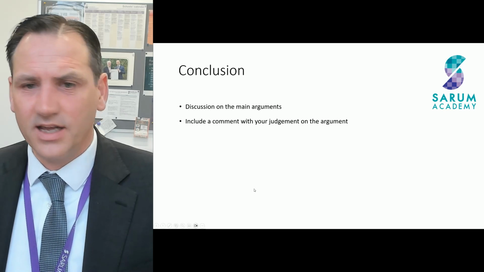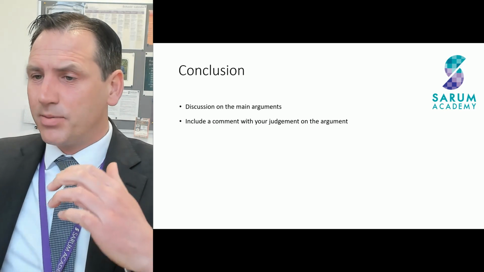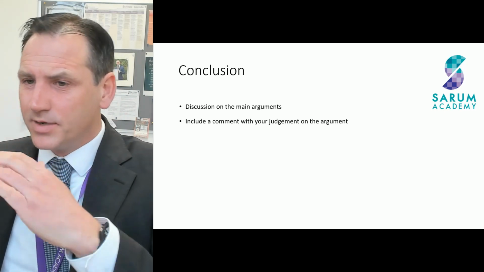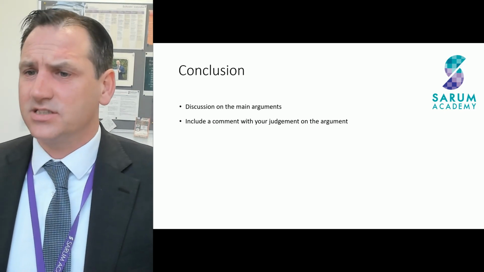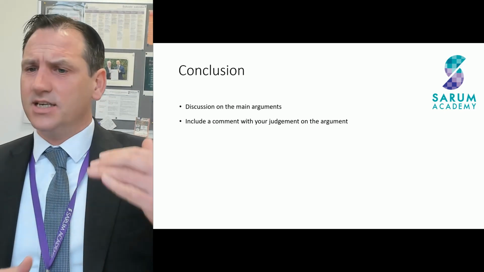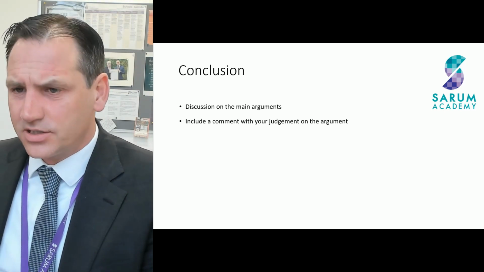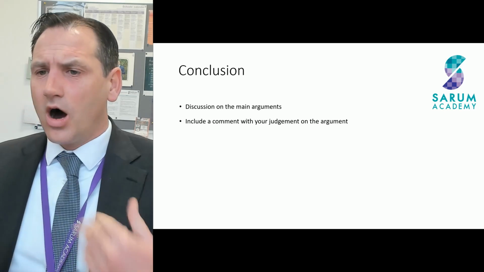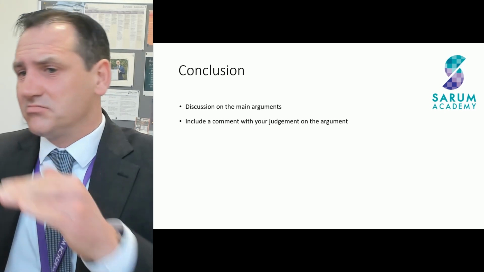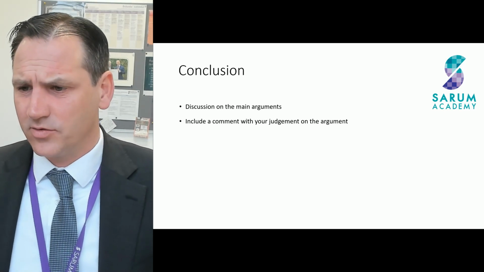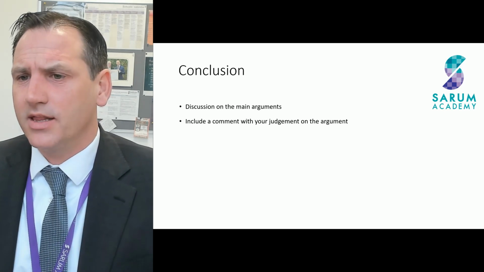And then finally, your conclusion really is about bringing the whole thing together, giving a couple of discussion points about the main arguments. So, this essay looked at whether it was a multi-party system. We looked at the role of third parties and how they've risen, etc. And then just include a comment with your judgment. I believe that Britain remains a two-party system because only the two major political parties can form government. Okay, for example. So you conclude it up.